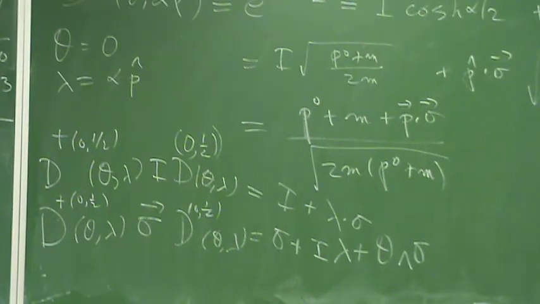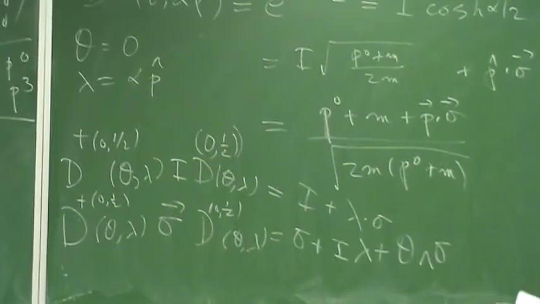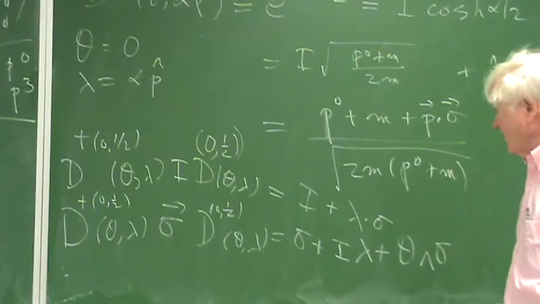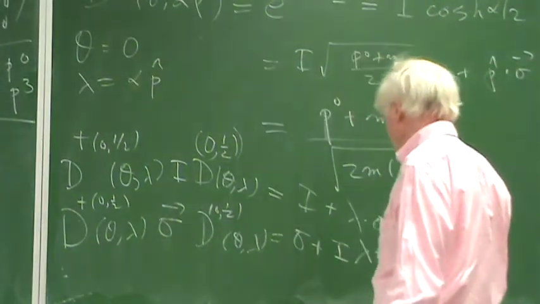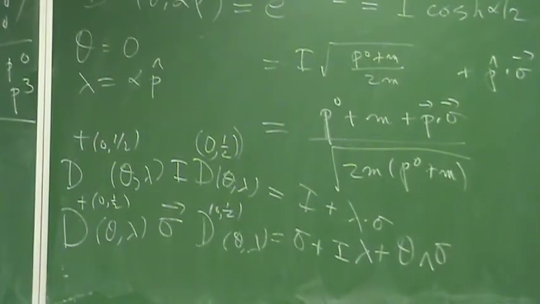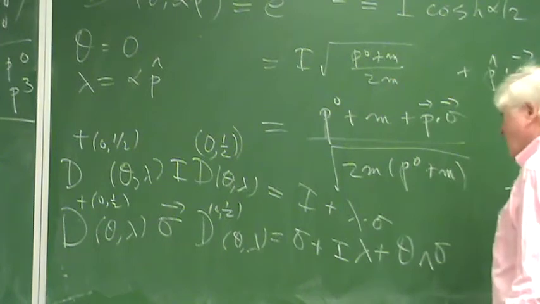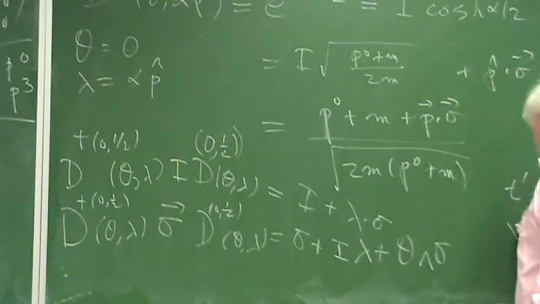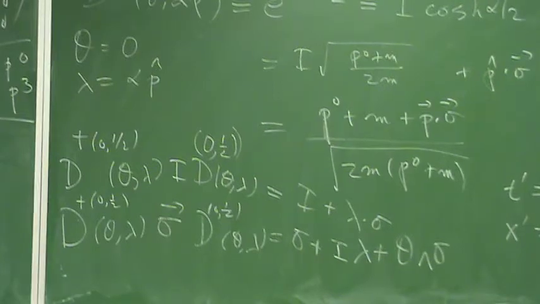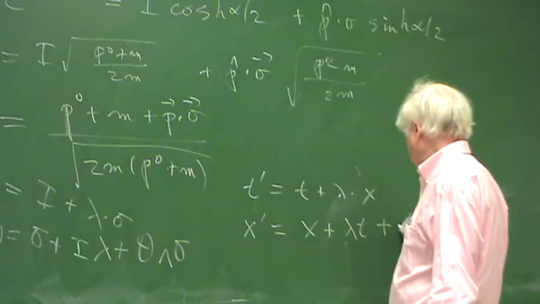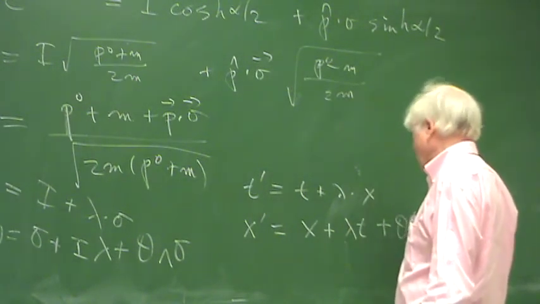Okay, so one can show that. I assign this as an exercise in these notes. And now this is how the vector T, X transforms for infinitesimal Lorentz transformations. What we had was T prime is T plus lambda dot X, and X prime was X plus lambda times T plus theta cross X.